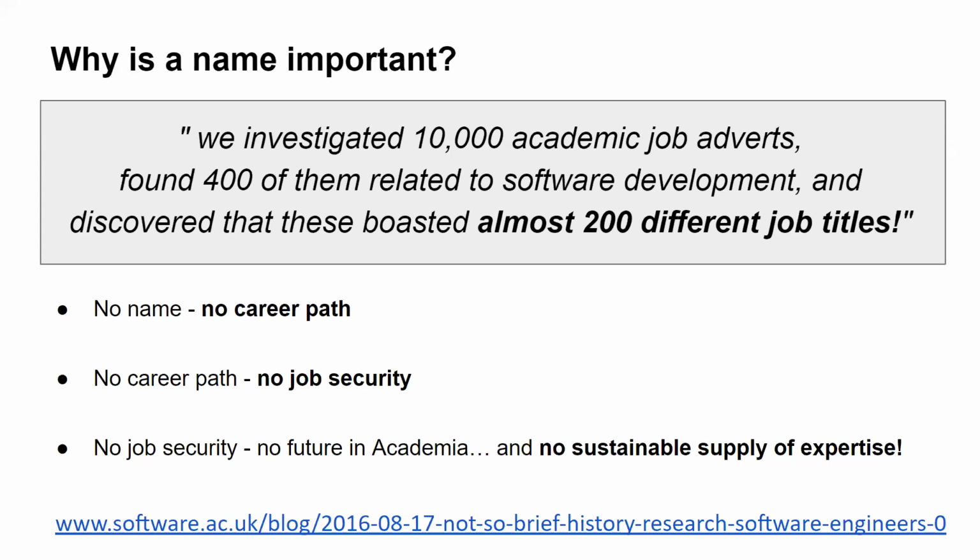And if there's no job security for people with the kind of skills that I'm going to be talking about today, there's no real future in academia. Most people will only tolerate the uncertainty of not being clear where their career is going for so long, and people like that are lost from academia. They go to industry, they go to other places. This is a real loss for academia: with no sustainable supply of expertise, you're bleeding out people with these skills, and research suffers as a consequence.